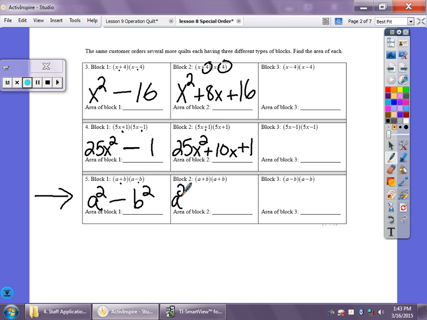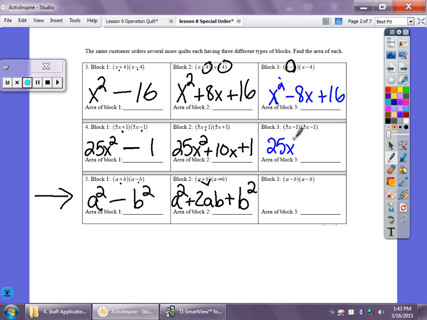So we square the first, we square the last. And we take the 2 terms, we multiply them together, and we double it because we see it 2 times. Now, I'm not going to spend all the time with this one because my answers are going to be the same except for the sign in the middle is going to change. So simply, we're going to have an x squared minus 8x plus 16. Everything stays the same. The only thing that switched was the sign. So 25x squared minus 10x plus 1. And then this would be a squared minus 2ab plus b squared.